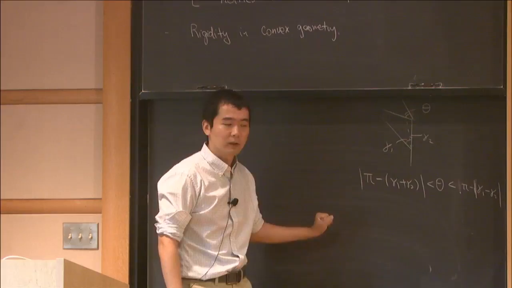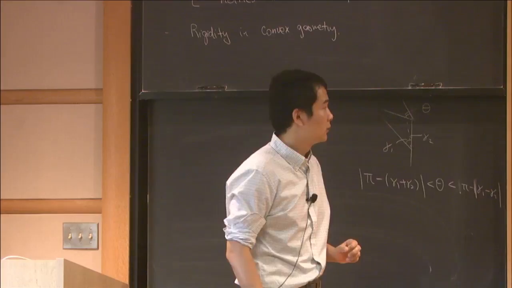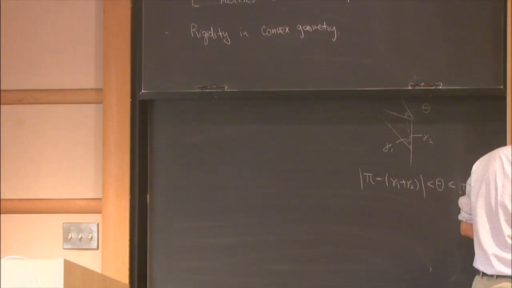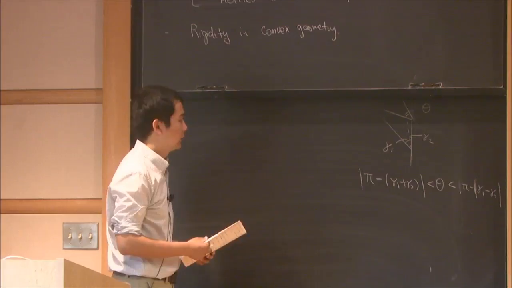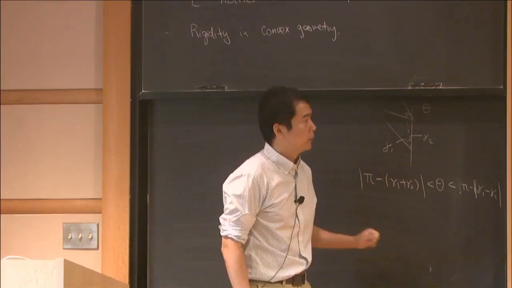Excuse me, I'm still confused about the functional. Do you mean H1 of the intersection? No, H2. I mean the area of these faces. Oh, okay, so you are thinking of the relative boundary. Yeah, exactly.